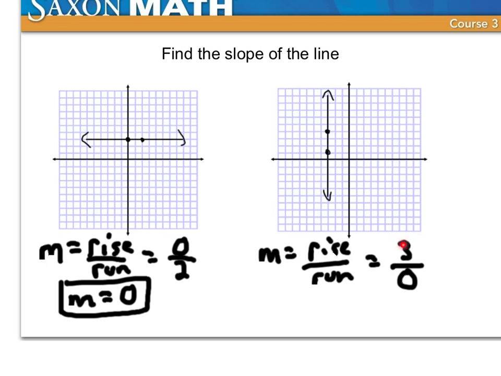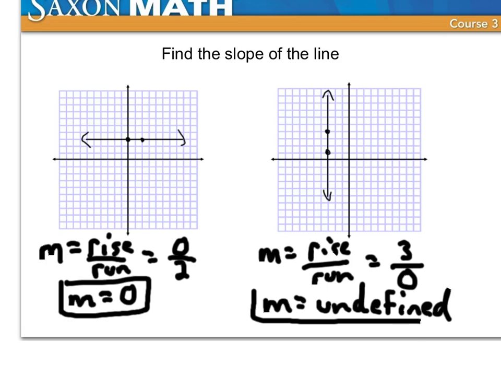Well, when the 0 is on the bottom, okay, we can't divide by 0. There's no way that we can divide by 0 at all. So this slope is what we call undefined, because we can't divide by 0. Like, I can't take 3 pizzas and split them into 0 pieces. That's impossible. So we say that m is undefined here.